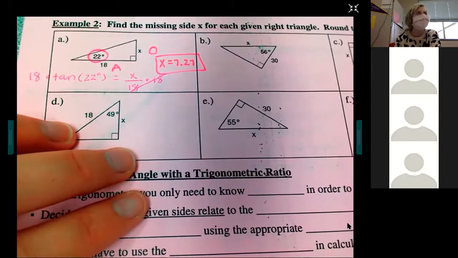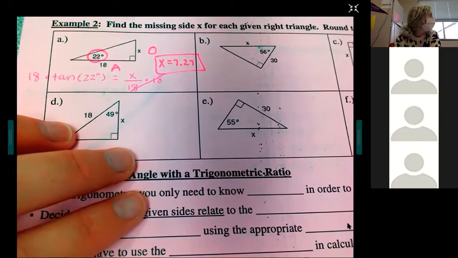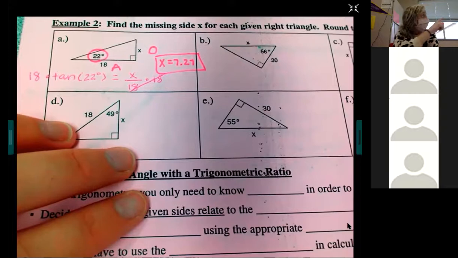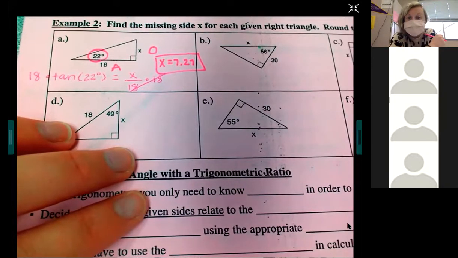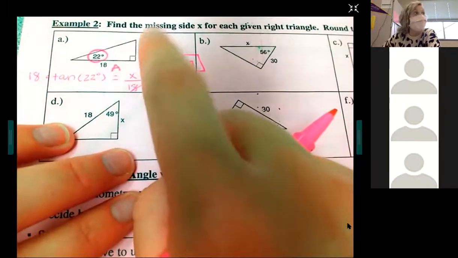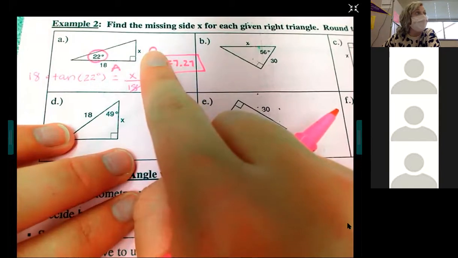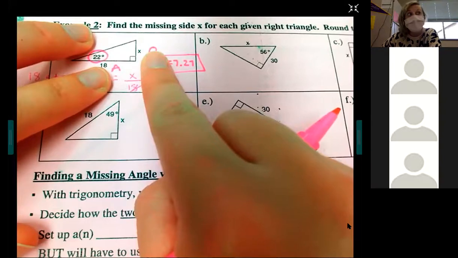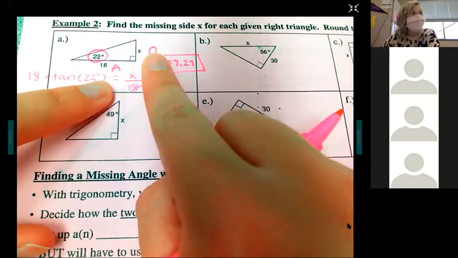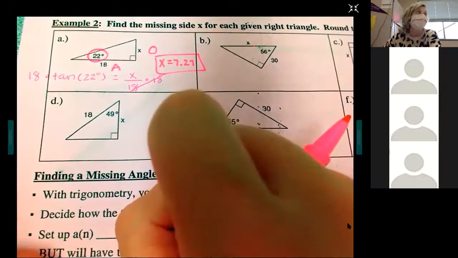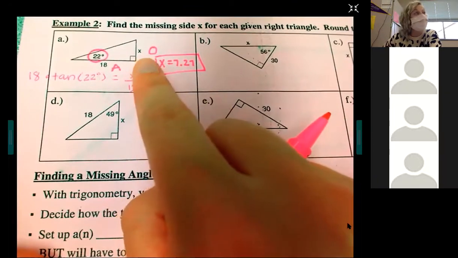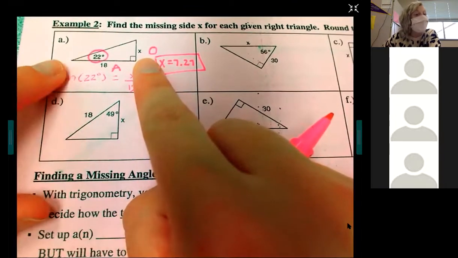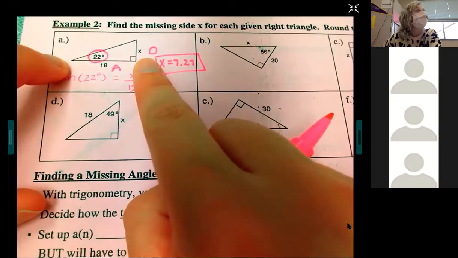Can somebody tell me why we can't use Pythagorean theorem to find that side? Good. You don't know what C was. So this is one of your legs. In order to find a leg in a right triangle with Pythagorean theorem, you got to know the other two sides, right? We only knew one side, so you can't use Pythagorean theorem. You've got to use trig. Now, once you find what this side is, if I asked you to find C, could you use Pythagorean theorem? Yes.